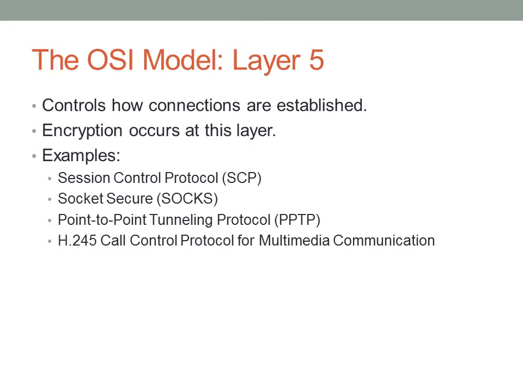Point-to-point tunneling protocol was one of the early types of VPN, but would be considered a Layer 5 protocol because it doesn't really encrypt so much as it just establishes a connection. And H.245 is used for multimedia communication, so audio and video streams over IP.